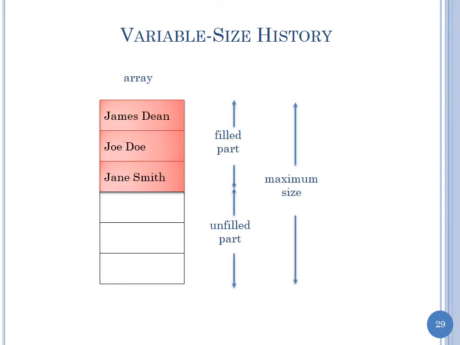And here's how you do a variable-size history with arrays. Arrays by themselves are not variable size; they're fixed size. So we'll assume that the array consists of a bunch of filled items followed by a bunch of unfilled items. There's a maximum size, and there's a filled part, which is the size of the history, and then the unfilled part is derived from that.